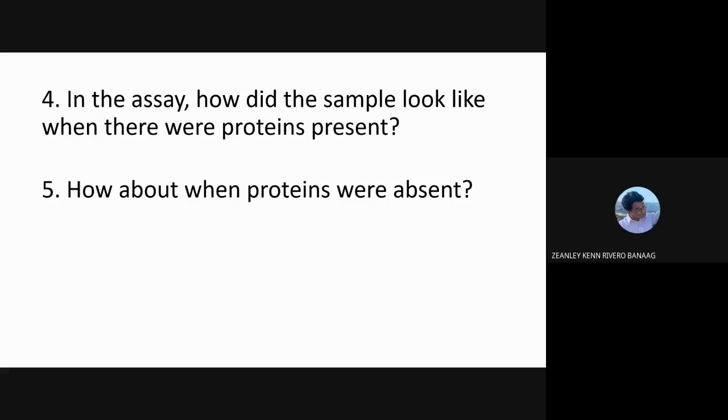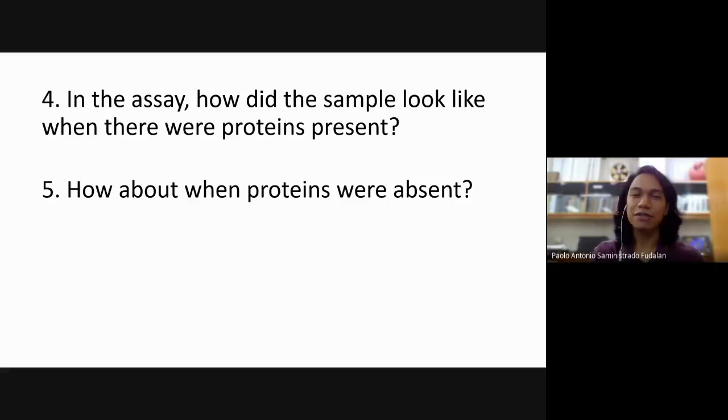Ang side chains niya, sir. Ang R group. All right. So yes, okay. The R groups or the side chains are the ones that are being attacked by the dye. So the reaction creates to our eyes a color of blue in the sample. Okay, so that gives the dye its name eventually.